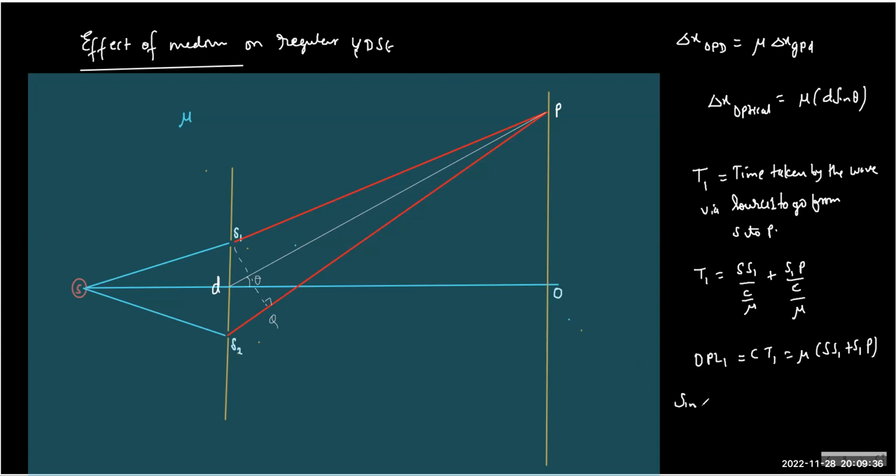So similarly, the optical path length 2 will be how much? In this case, because it's very simple, I can just write directly C T2, which is mu times SS2 plus S2P. I am writing this because it's a very simple situation, right? Yes, sir.